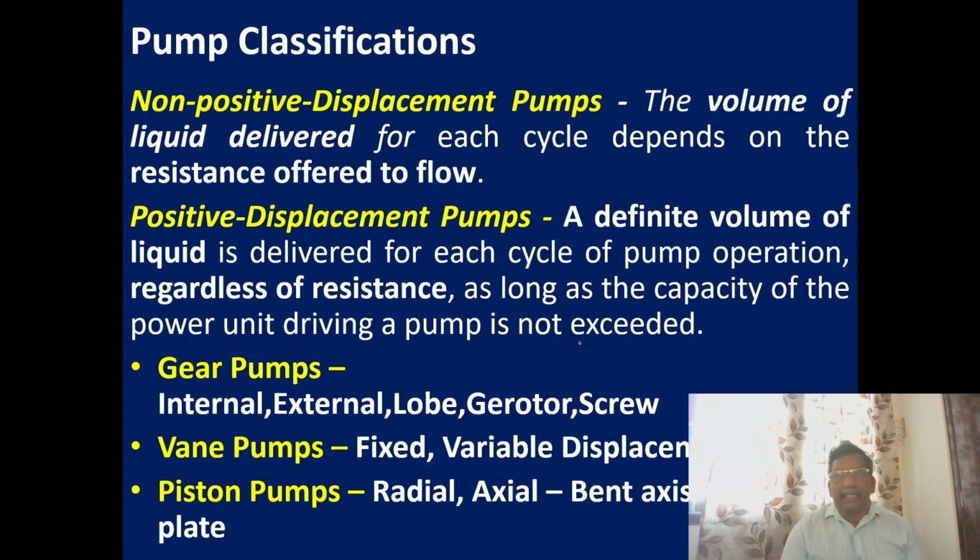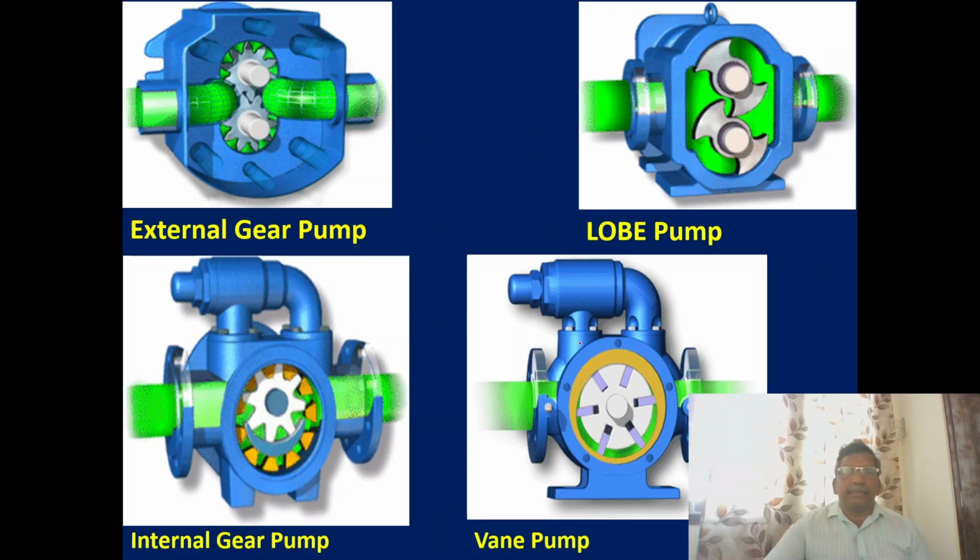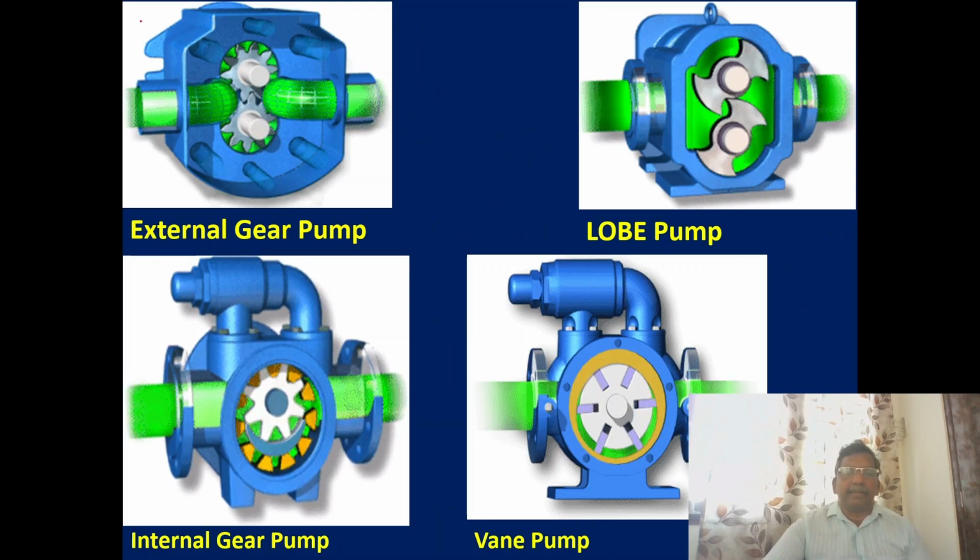Different types of positive displacement gear pumps: we have internal gear pump, external gear pump, lobe pump, gerotor pump, and screw pump. Similarly, vane pumps we have fixed displacement pump and variable displacement pump. Then piston pumps we have radial and axial. Axial we have bent axis and thrust plate.